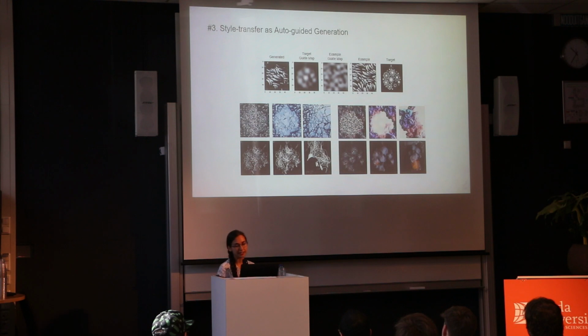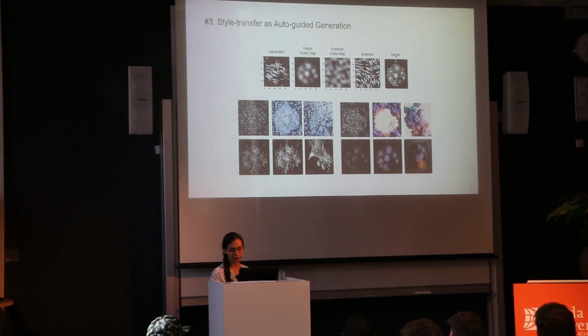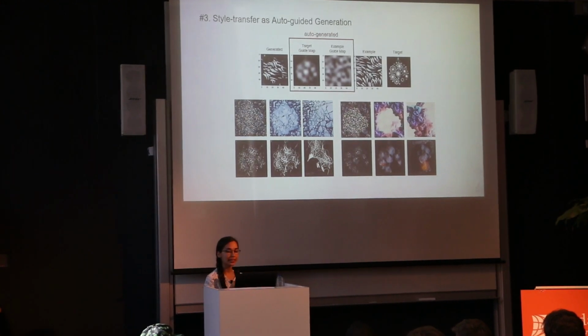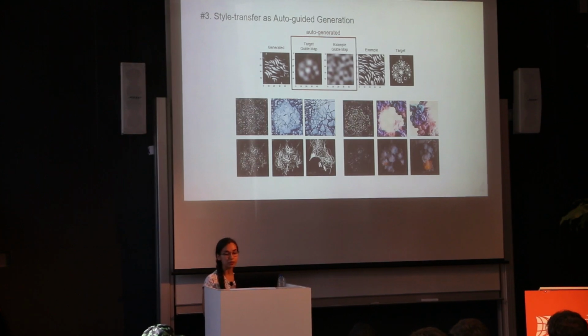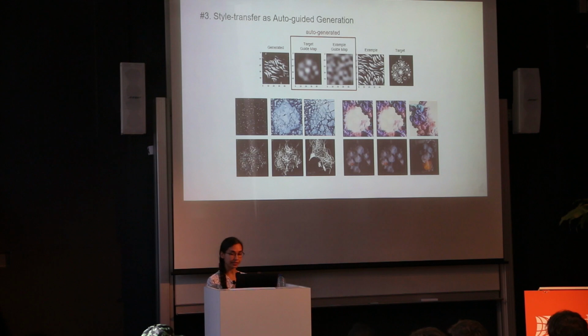And this kind of guidance can also be generated automatically to produce a style transfer type of effect. So what we are basically doing is we generate guide maps as luminance of your target and example images, and then we do some histogram matching and use the same process as in the previous slide.